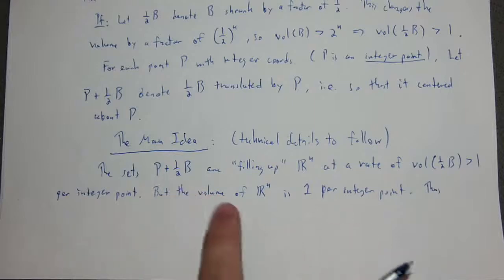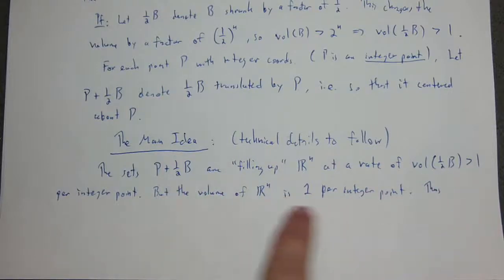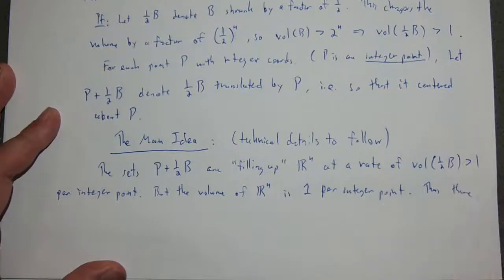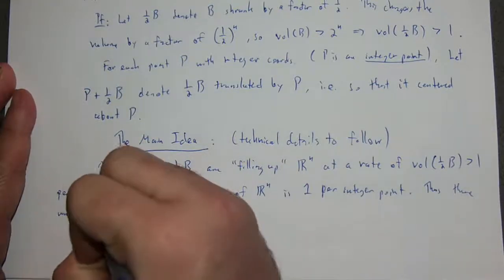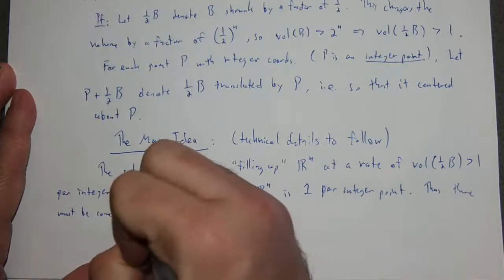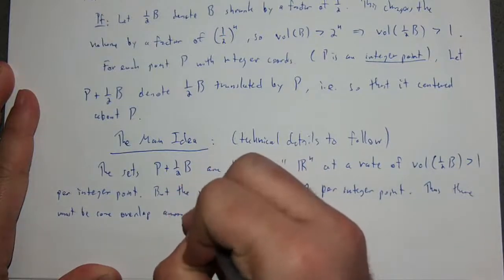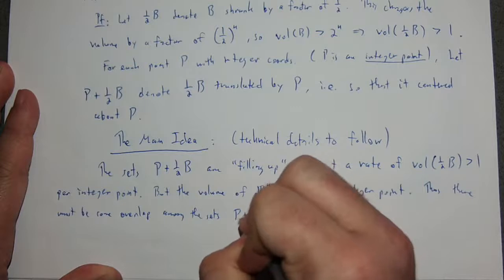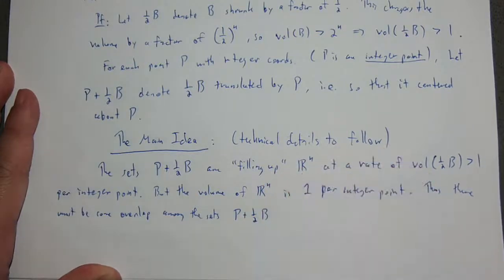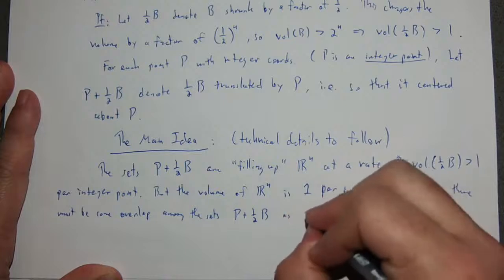So why does there have to be overlap? Because you're filling up at a rate that's greater than the rate of growth of the volume of space, right? Which is 1 per integer point. So that's the idea behind there being some overlap among the sets P plus 1/2 B as P runs through integer points.